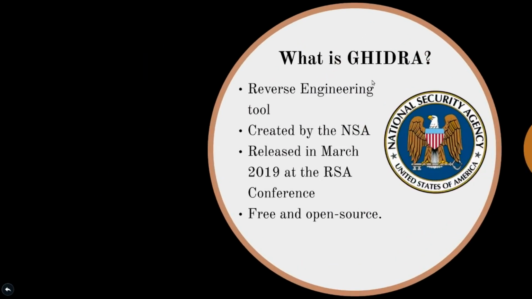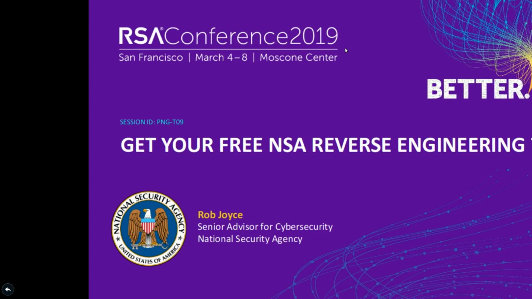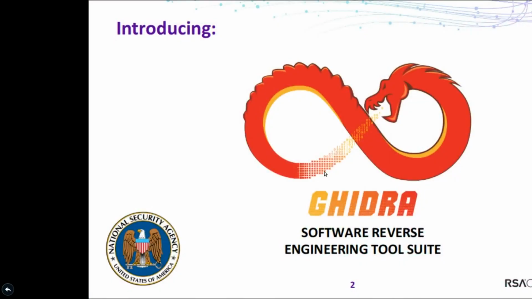So what is Ghidra? Ghidra is a reverse engineering tool framework created by the NSA, the National Security Agency. It was released in March 2019 at the RSA conference, so it's very new, and is now free and open source to the public. These are the slides from the RSA conference in which it was first released. It says "Get your free NSA reverse engineering tool," and then a picture of Ghidra.